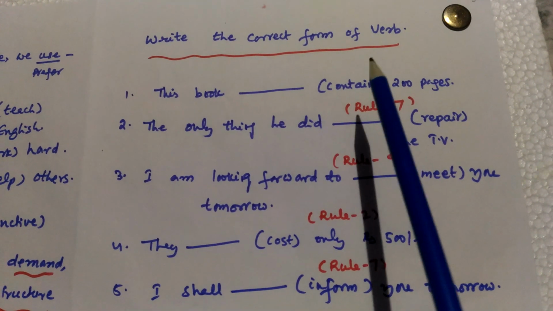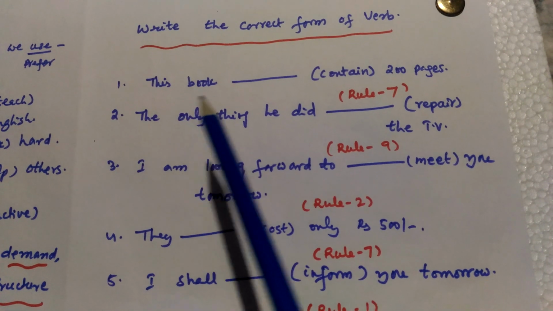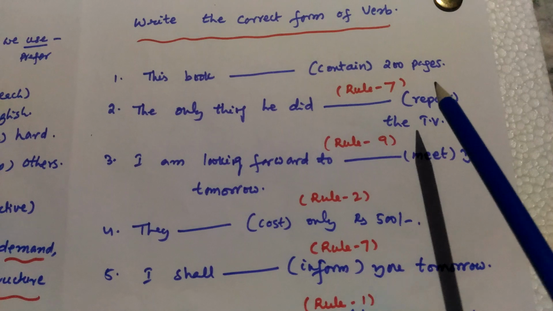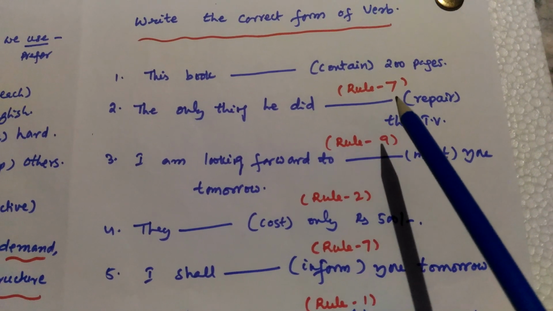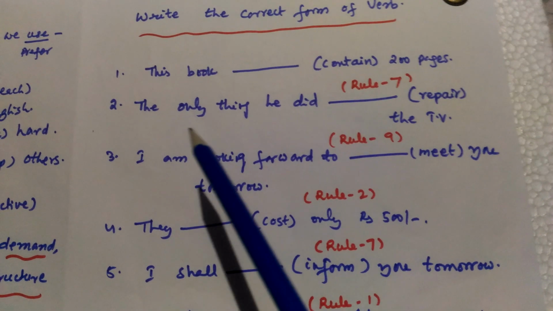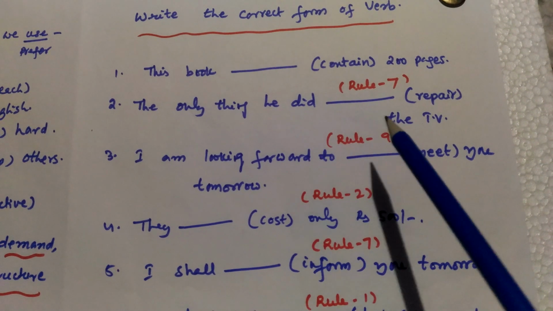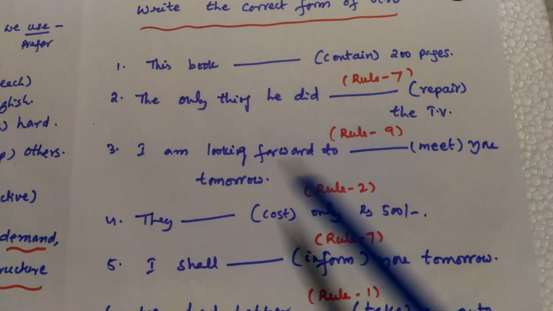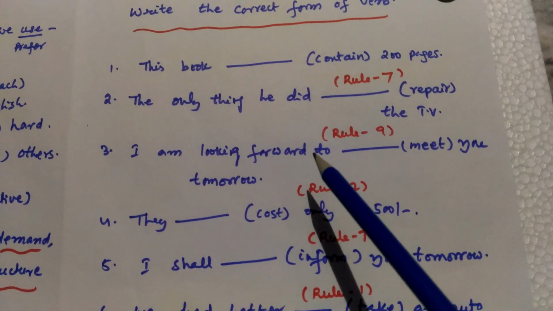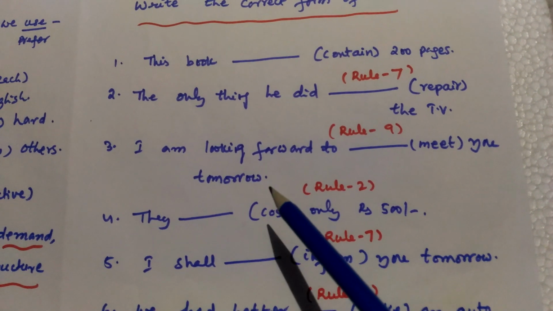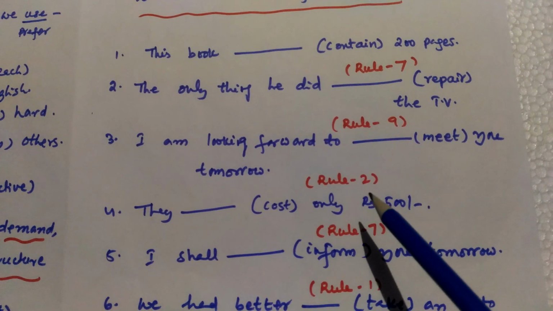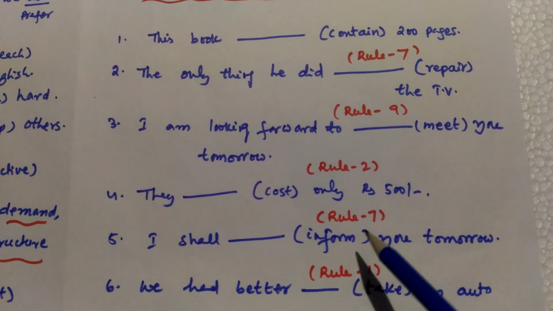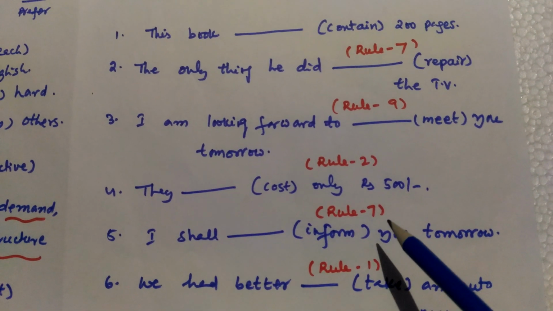Write the correct form of verb. Number 1, this book contained 200 pages. Here, rule number 7 works. The only thing he did was repair the TV. Here, the rule number is 9. I am looking forward to meeting you tomorrow. Here, rule number 2 works. They cost only rupees 500. Here, rule number 7 works.